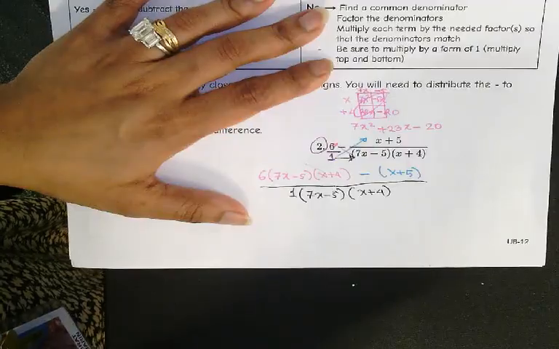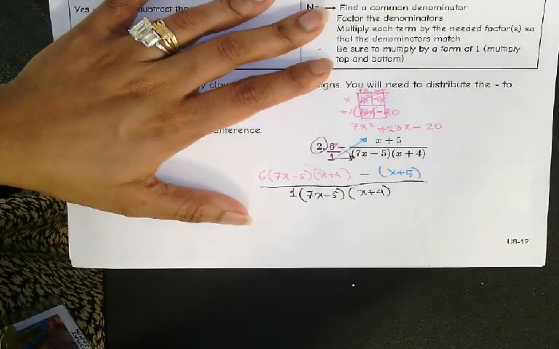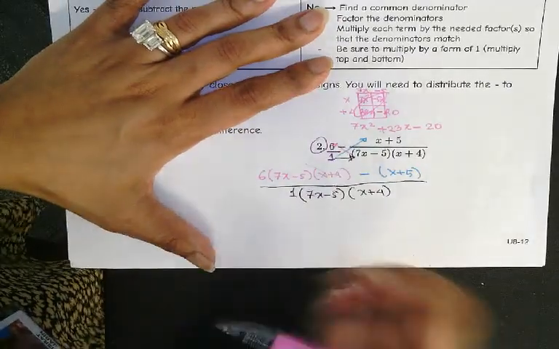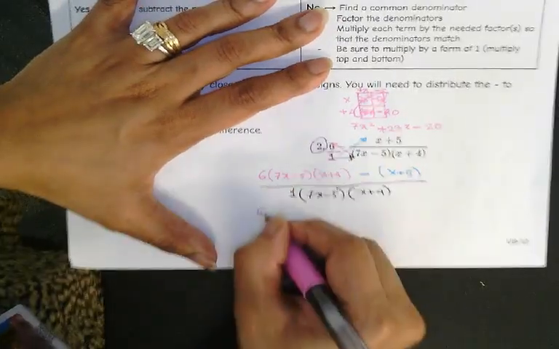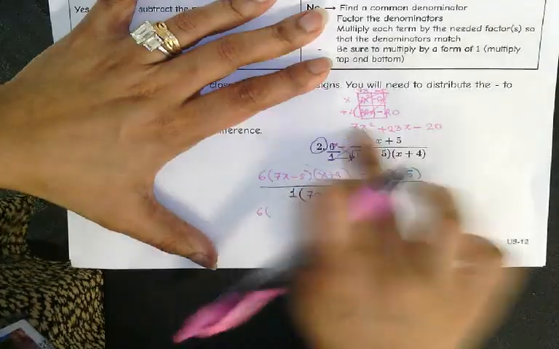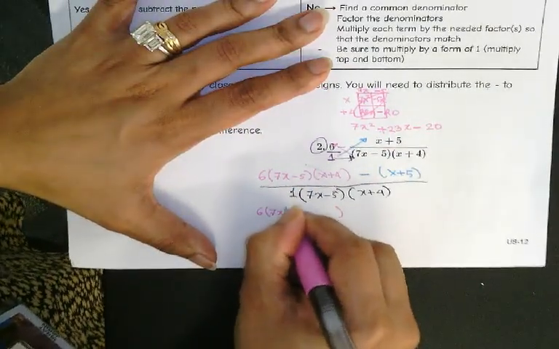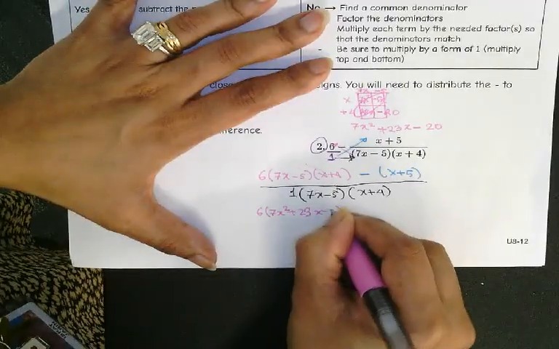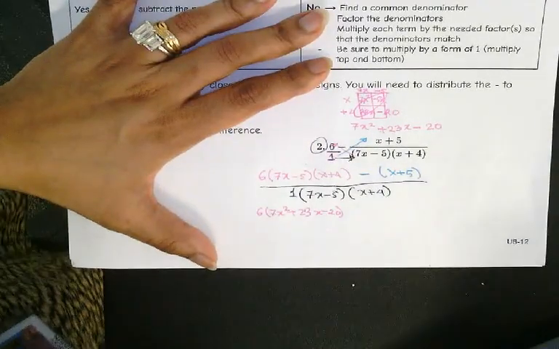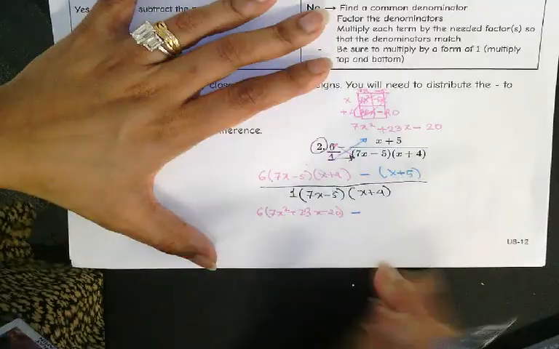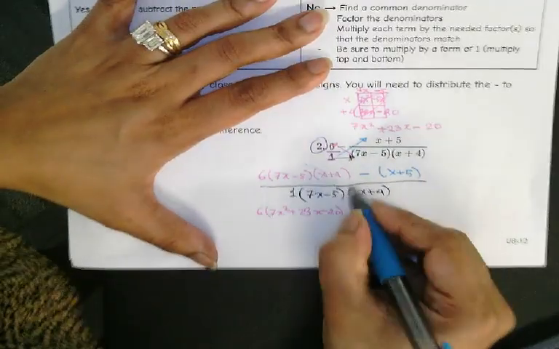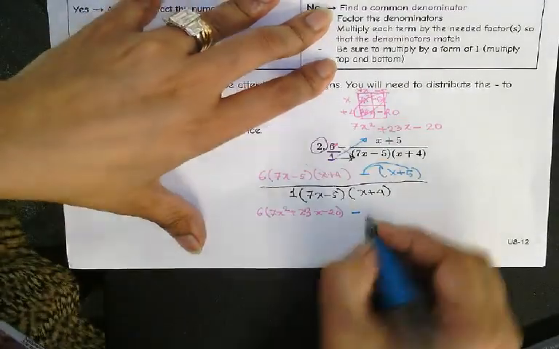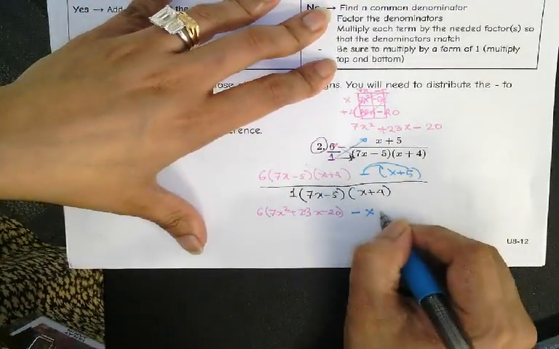Any questions? We good up to here? Okay. All right, let's write it over here. Don't forget about the 6. And this is going to give me 7x squared plus 23x minus 20. And then you subtract. This one, I have to distribute this minus with both of them. So it's going to become minus x minus 5.